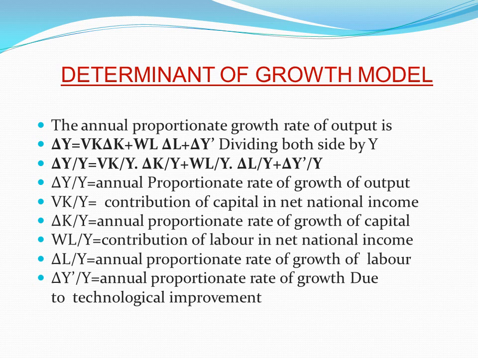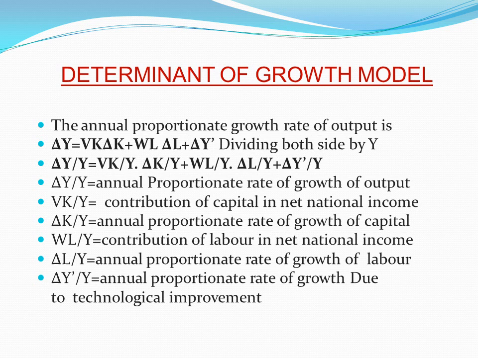VK divided by Y represents the contribution of capital in net national income. Delta K divided by K represents the annual proportionate rate of growth of capital. W multiplied by L divided by Y represents the contribution of labor in net national income.